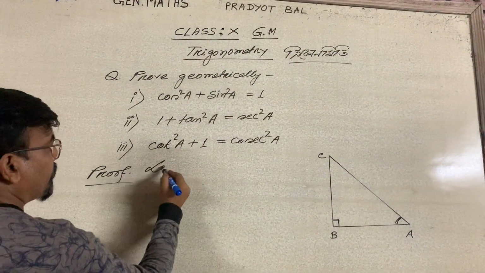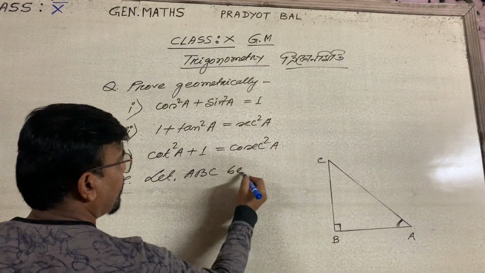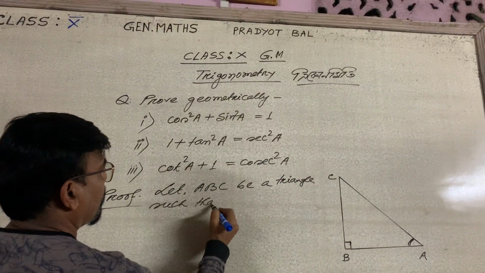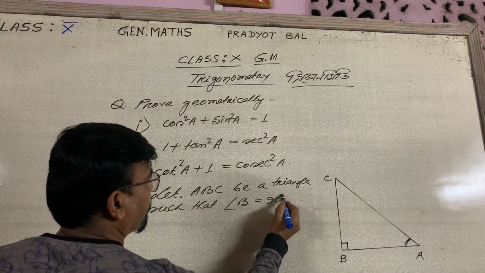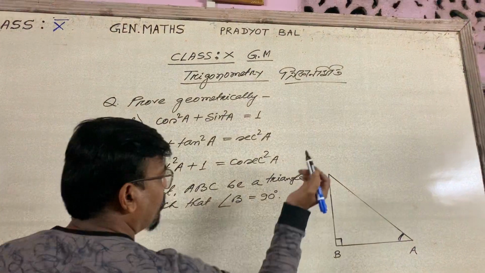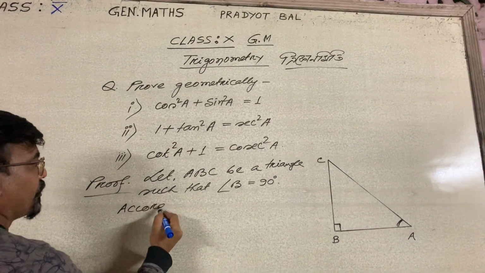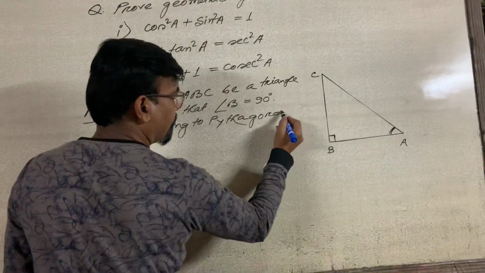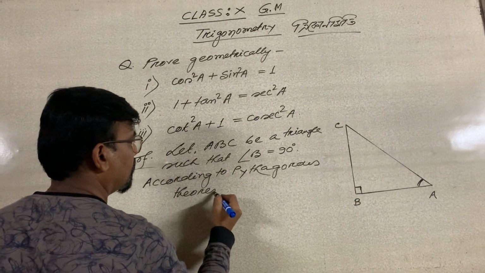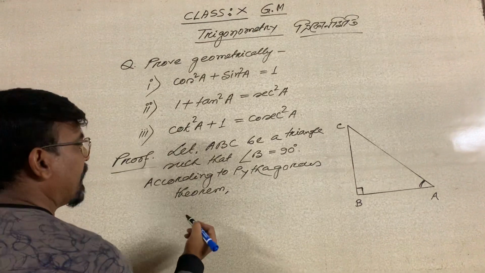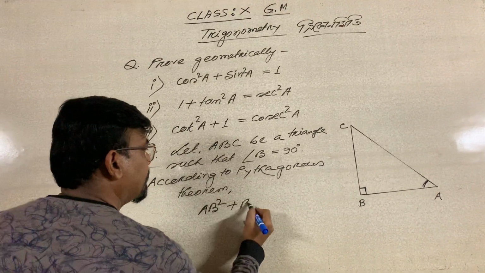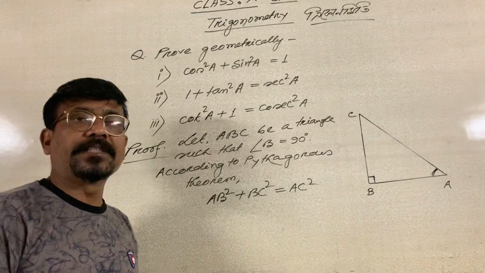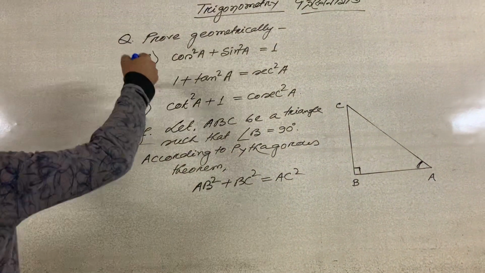First of all, let ABC be a triangle such that angle B is equal to 90 degrees. Since it is a right angle triangle, we can apply Pythagoras theorem. So according to Pythagoras theorem, we have AB square plus BC square is equal to AC square. Sum of the squares of two sides is equal to the square of the third side, and that is the Pythagoras theorem. Now we are going to prove these three things.